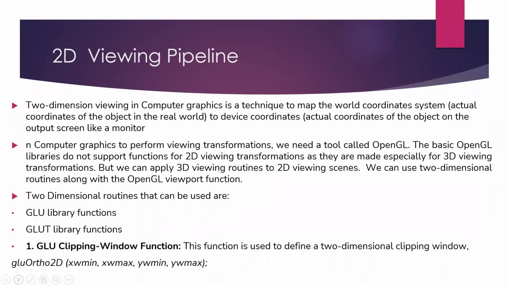Two-dimensional viewing in computer graphics is a technique to map the world coordinate system, that means the actual coordinates of the objects in the real world, to device coordinates, that is, the actual coordinates of the objects on the output screen like a monitor.